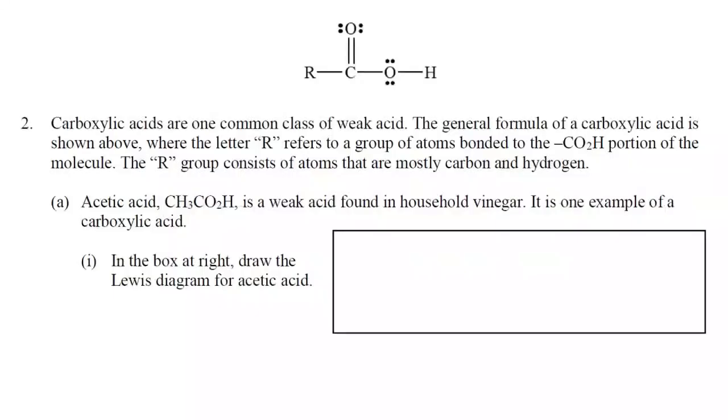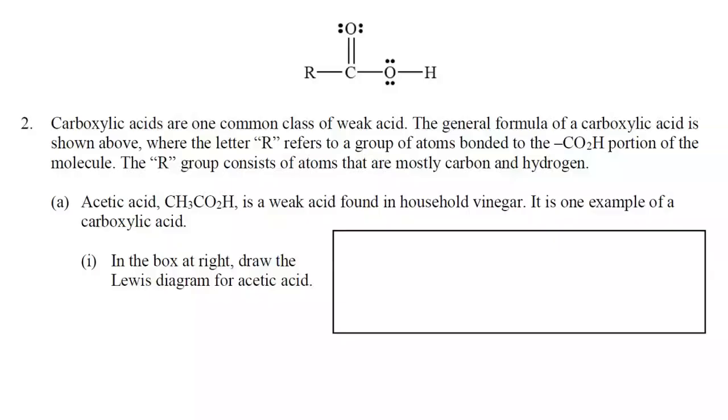Carboxylic acids are one common class of weak acid, and the general formula of a carboxylic acid is shown above, where the letter R refers to a group of atoms bonded to the CO2H portion of the molecule. The R group consists of atoms that are mostly carbon and hydrogen. Part A, acetic acid, CH3CO2H, is a weak acid found in household vinegar. It is one example of a carboxylic acid.